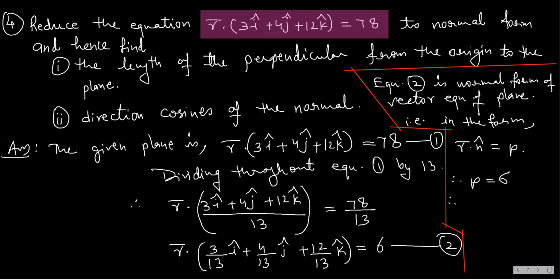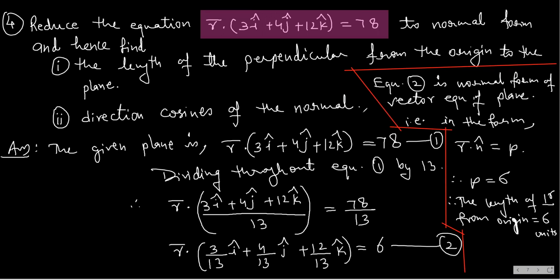Therefore, we got the answer of the first part, the length of the perpendicular from the origin. Therefore, the length of the perpendicular from the origin equals 6 units.